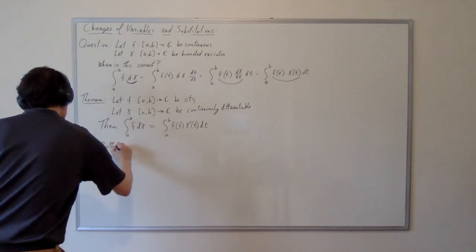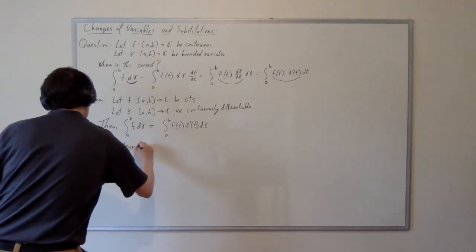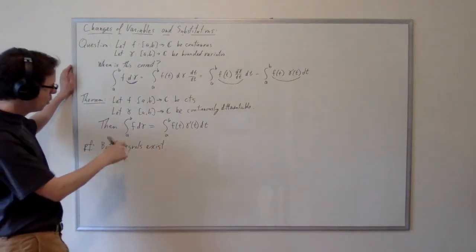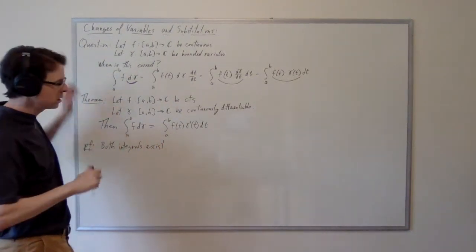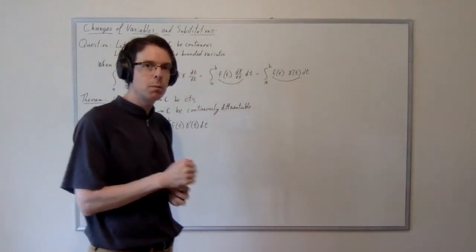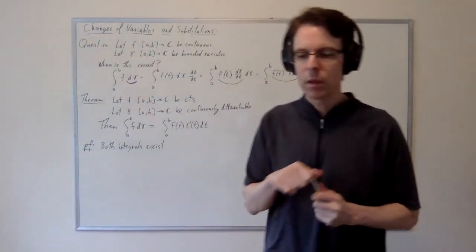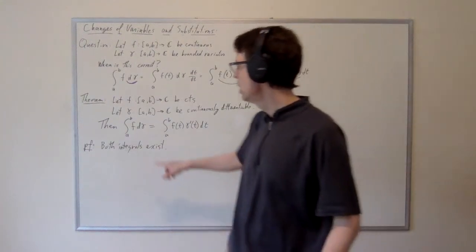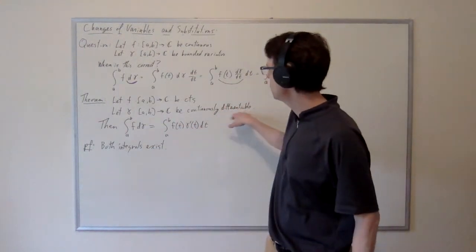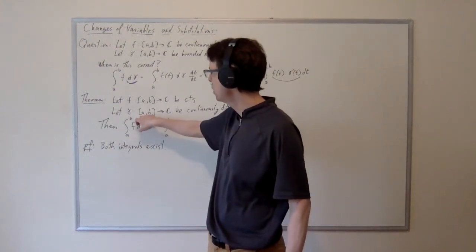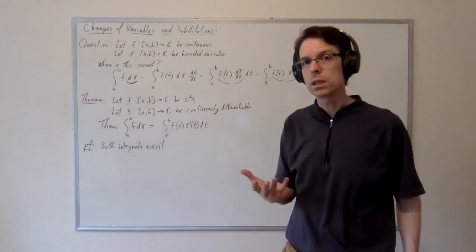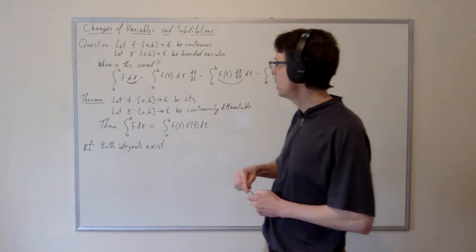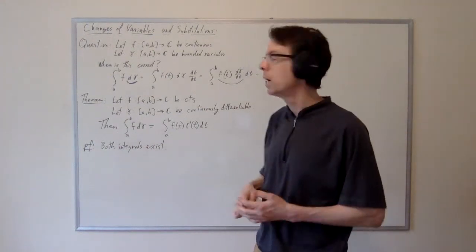First of all, both integrals exist. We have theorems guaranteeing that an integral exists. They depend on the path being bounded variation and the integrand function being continuous. And those conditions are met here. If gamma is continuously differentiable on the interval ab, then gamma prime exists and gamma prime is continuous. And if it's continuous, then it's bounded.